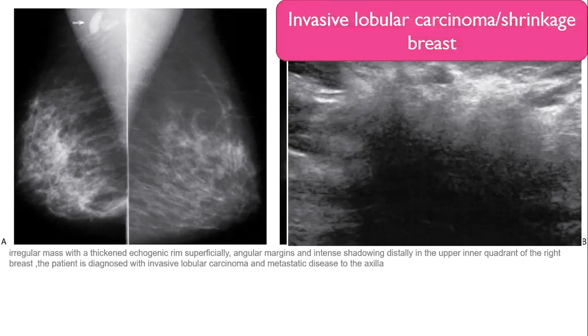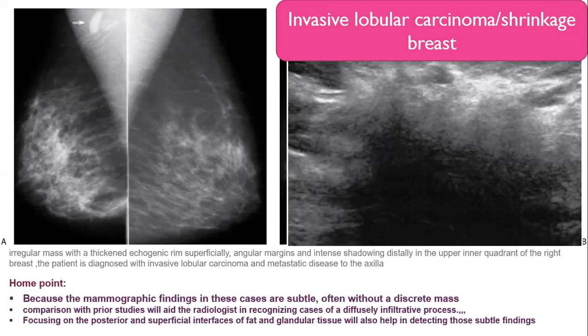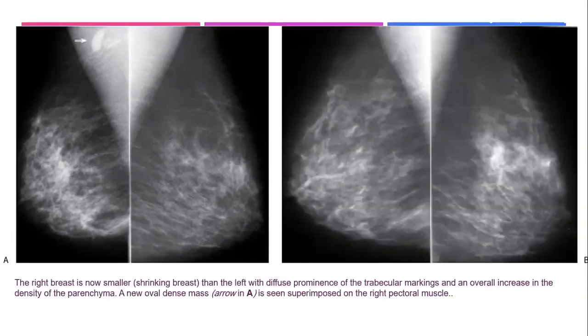So this is shrinkage breast due to lobular carcinoma. And the teaching point is that the mammographic findings in these cases are subtle, often without a discrete mass, and comparison with the previous study will aid the radiologist in recognizing cases of a diffusely infiltrating process. Here, you described the findings, but you did not compare with the earlier one.